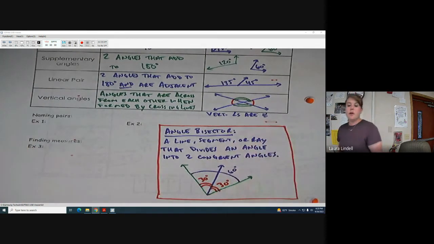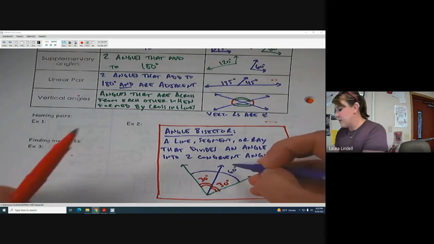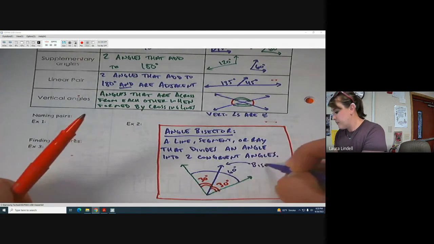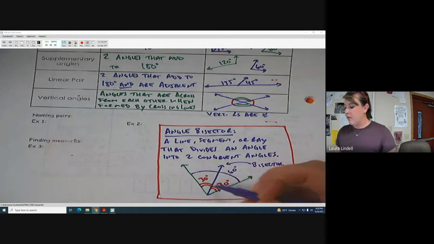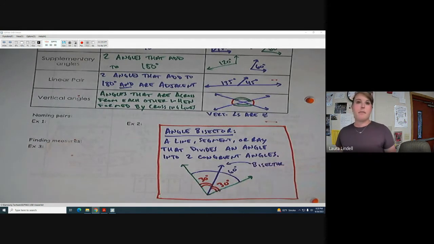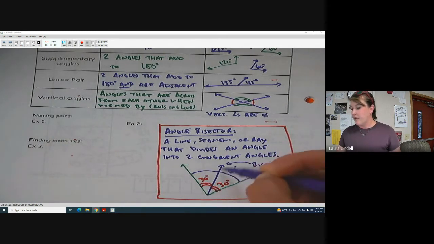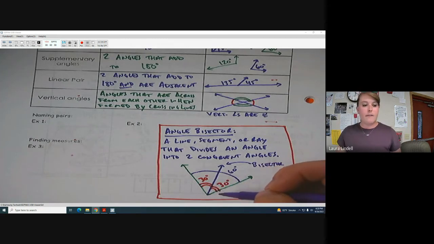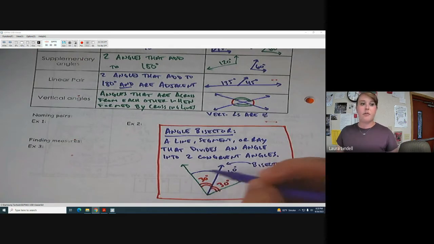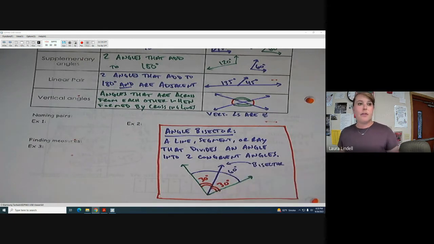So just like we knew with segment bisectors, that if something's a segment bisector, the two segments on either side of that bisector are congruent. Same thing happens for angles. If this is the angle bisector, then the angles on either side of it are congruent with each other. They're the same size angle. So if I were to tell you that the whole thing is 60 and this is a bisector, then we know that these are each 60 divided by 2. If I were to tell you that this is a bisector and that this one is 30, then you know that this one's also 30 and that the whole thing would be 60. So there's a lot of ways we can use that.